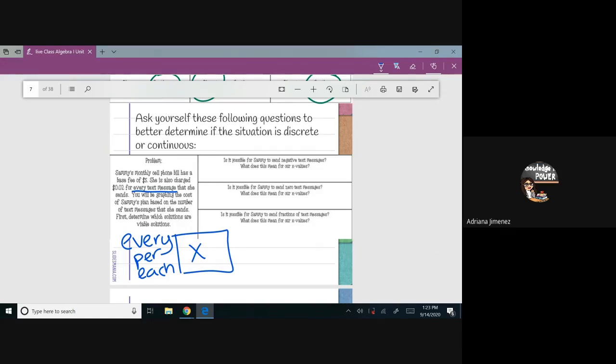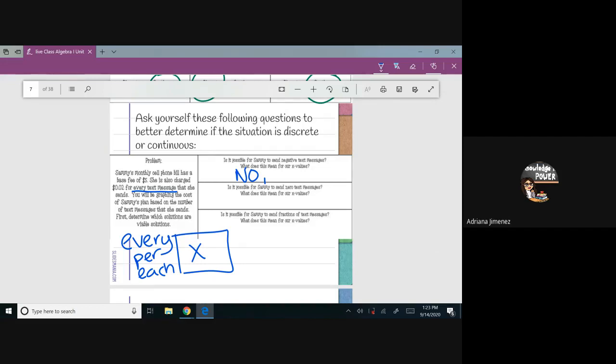No. That would be me being able to unsend it, and there's no way to unsend it. You can't really undo something. You can undo an email, but you can't undo a text message yet. I don't think you can, but so what does that mean? That I can't have any negative numbers, right? Is it possible for Sammy to send 0 text messages?